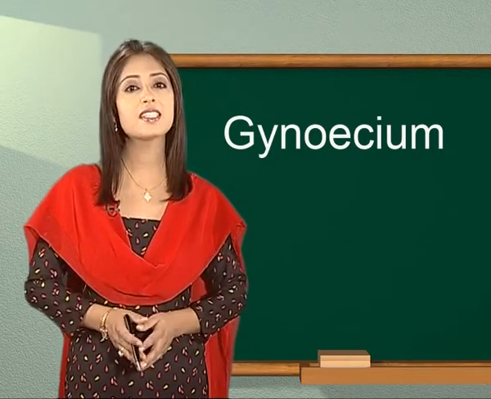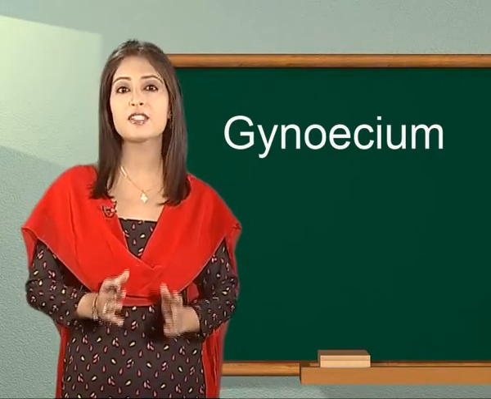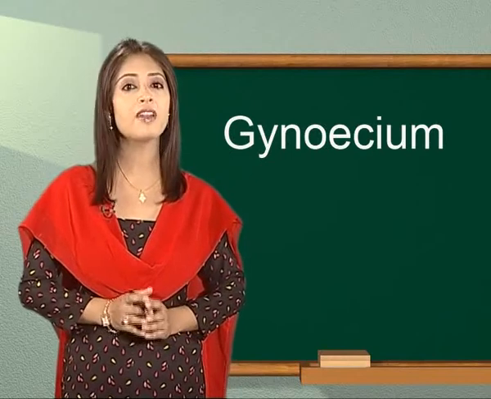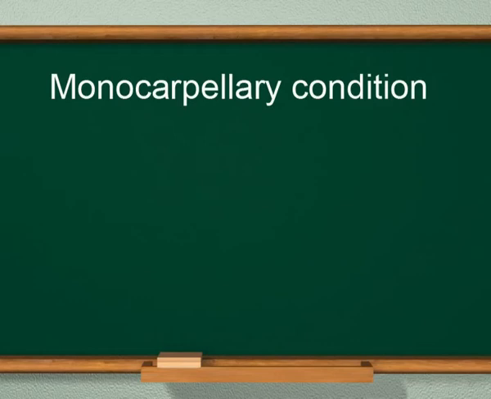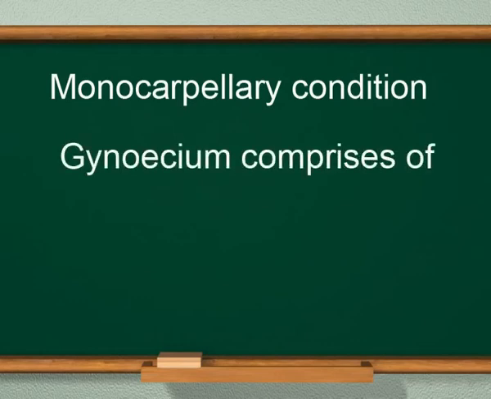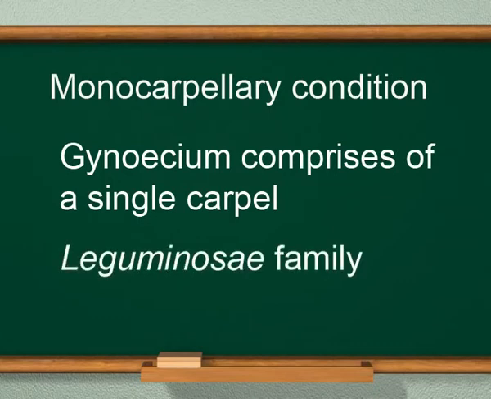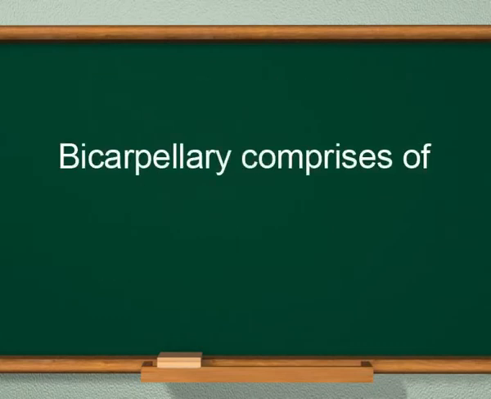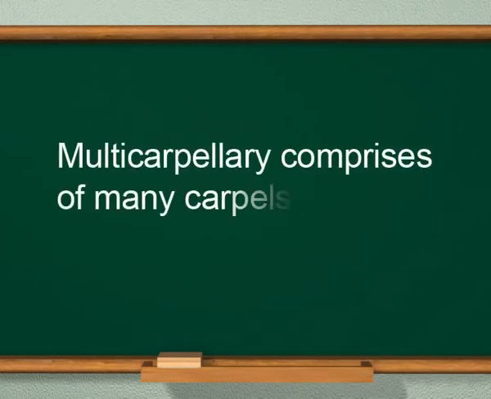After this, let us quickly study the different forms of gynoecium, which are classified on the basis of number and free or united carpels. In a monocarpellary condition, gynoecium comprises a single carpel. Example, leguminosae family. Bicarpellary comprises two carpels. Example, acanthaceae family. Multicarpellary comprises many carpels. Example, papaver.